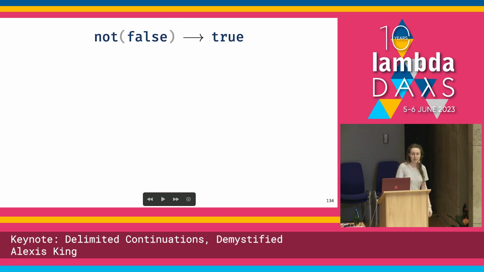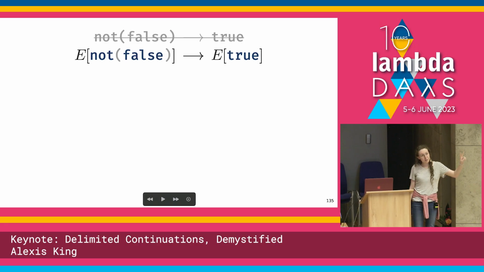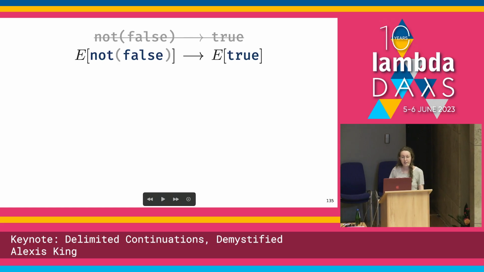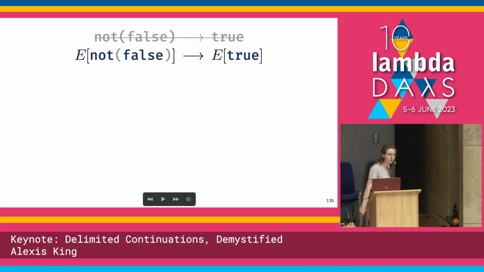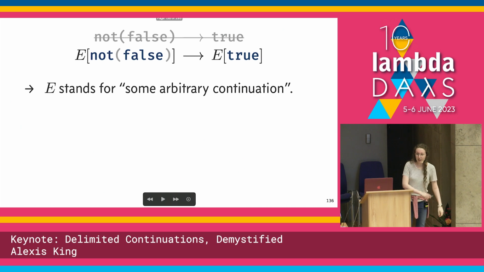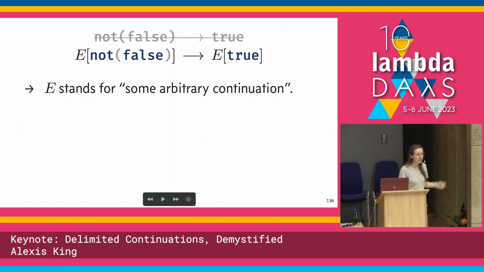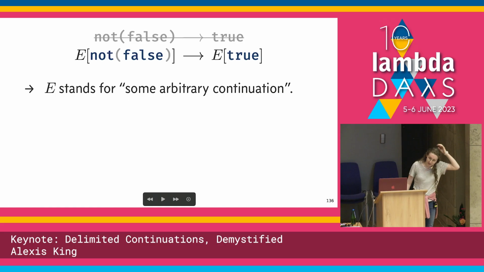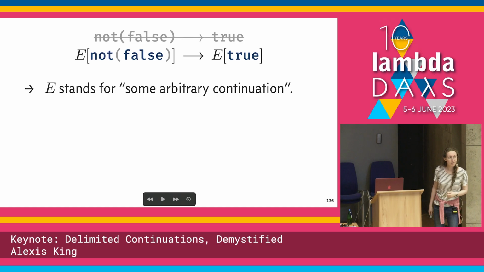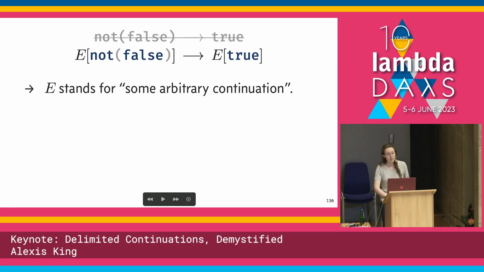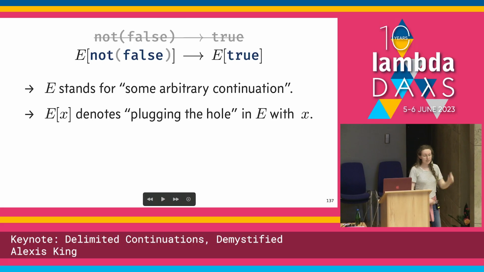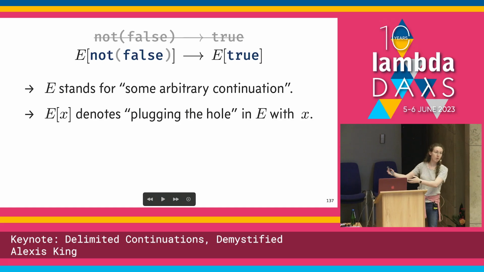So we're going to replace this rule with a slightly more complicated rule, and this is the second piece of notation and last piece of notation I'm going to introduce. And it's just this E brackets thing. So here, E stands for some arbitrary continuation. And you might ask, why is it E and not C? I think there's some reason. But people usually write E, and so I'm going to write E. I think maybe it stands for evaluation context. But the important thing is that E brackets X just stands for the expression formed by plugging the hole in that continuation E with X.